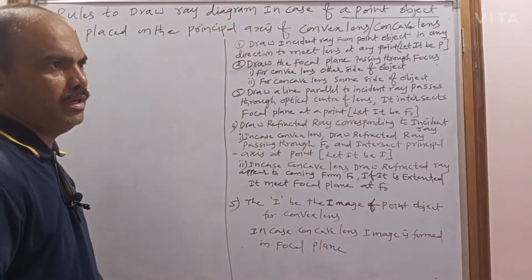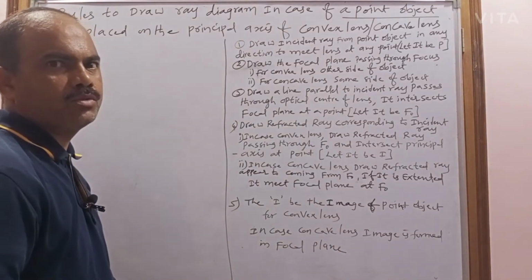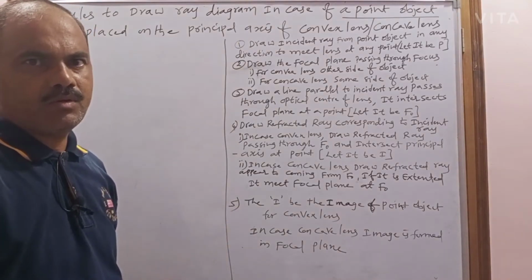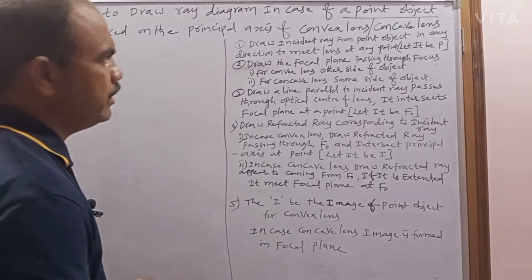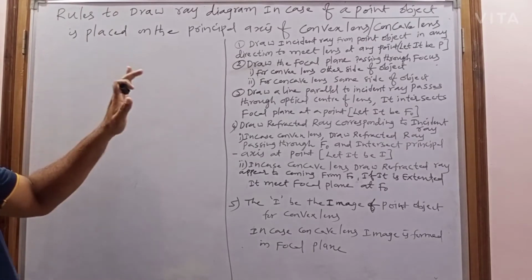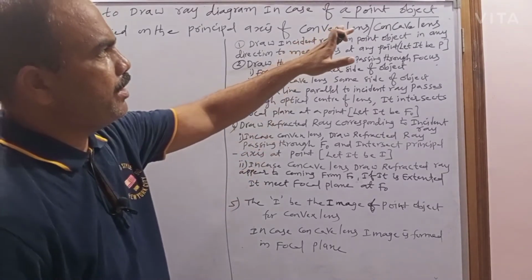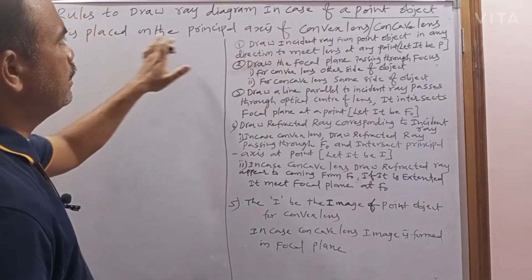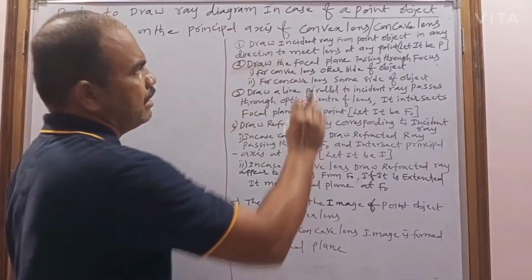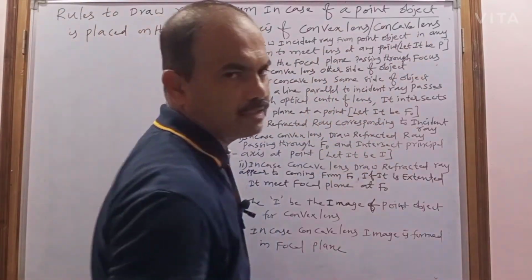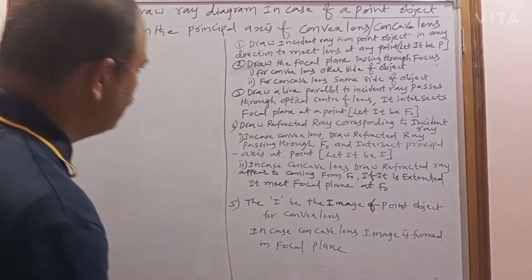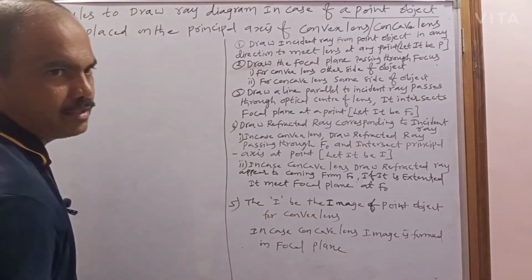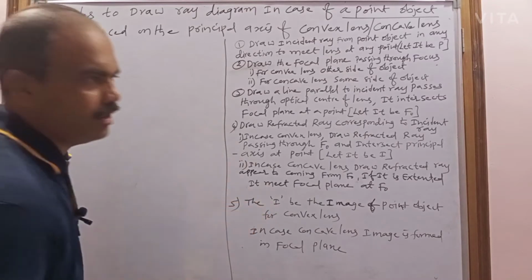The rules I explained so far belong only to extended objects. Only extended objects are applicable. But in this class I am going to explain the rules to draw a ray diagram in the case of a point object placed on the principal axis of a concave lens or convex lens. There are some rules we have to follow. I am going to explain the convex lens first, and the concave lens later.